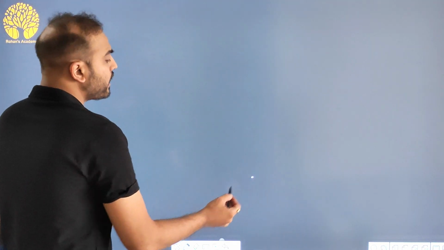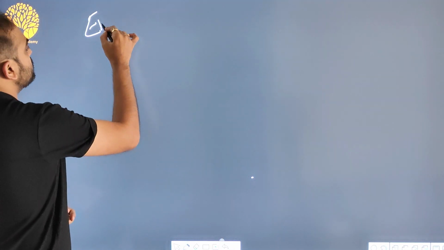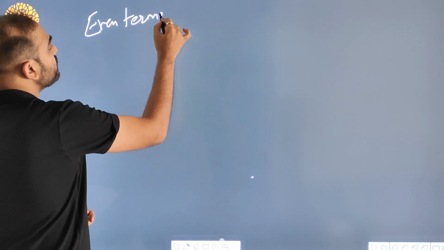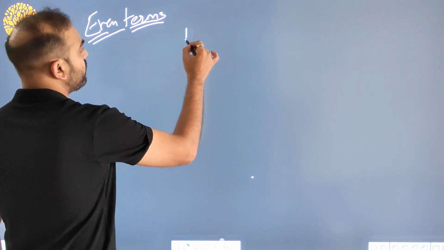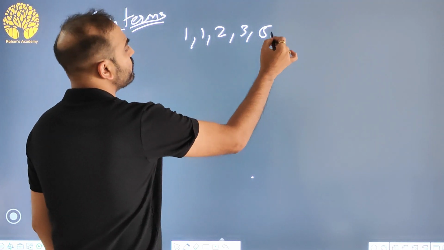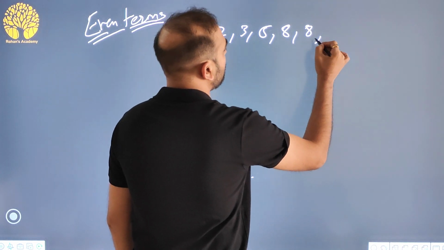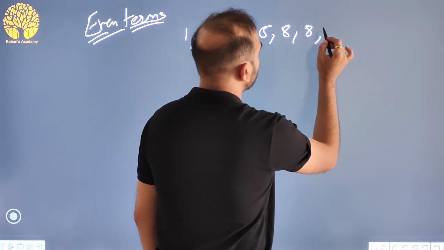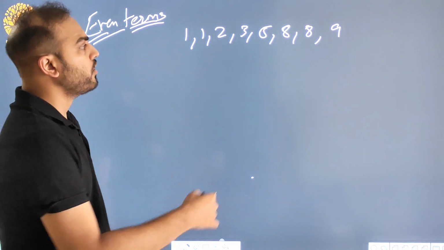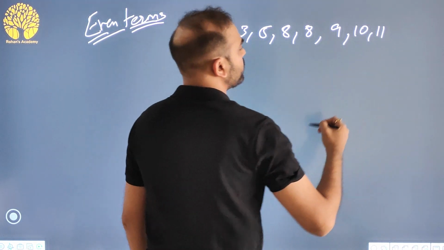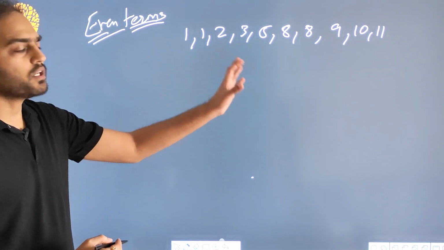So we understood that if there are an odd number of terms, the median is one middle term, a term from the data itself. But what if there are even terms? Even terms means an even number of terms, not that all values are even. Say 1, 1, 2, 3, 5, 8, 8, 9. Say we have 8 terms, or let's take 2 more, 10 terms. Say we have 10 terms in total.